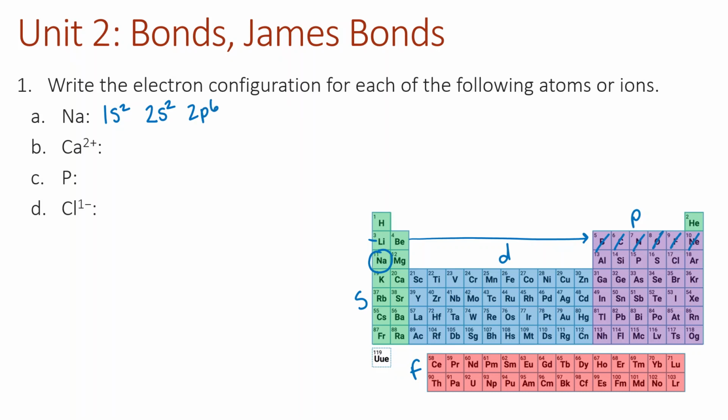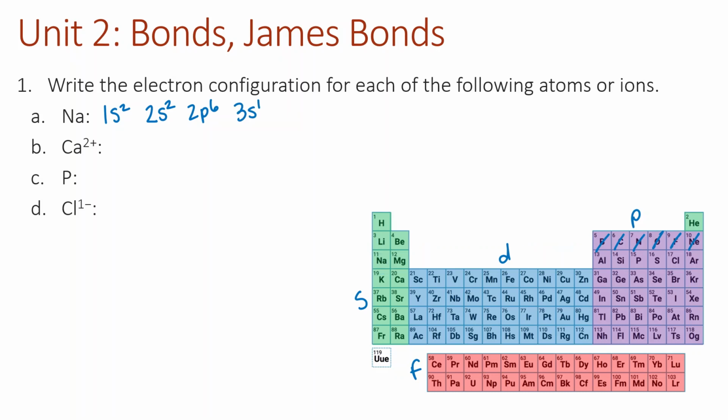So that's 10 electrons. So now I'm going to come down one more row, and now I'm at sodium. So that's going to be 3s1. So if we count the total number of electrons, 2 plus 2 plus 6 plus 1, we get a total of 11 electrons.